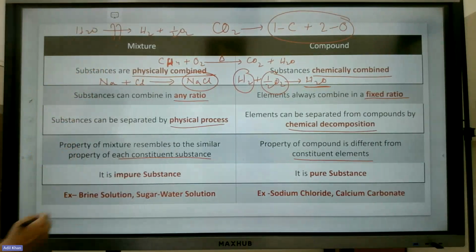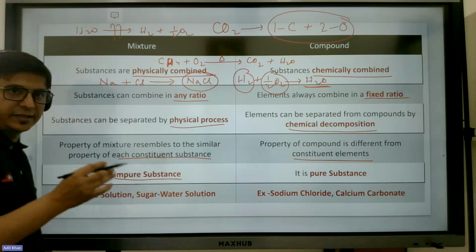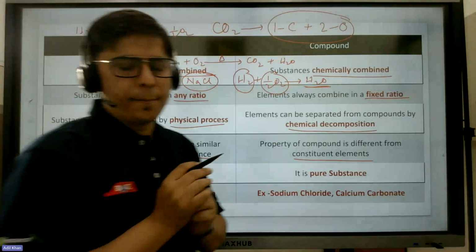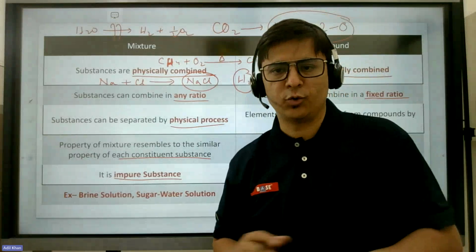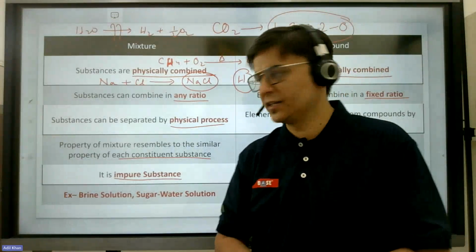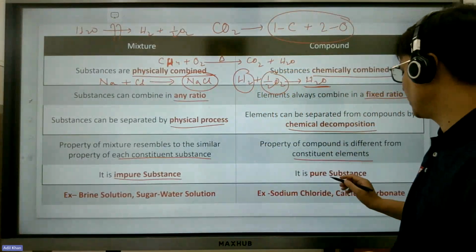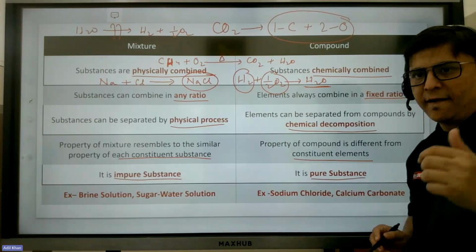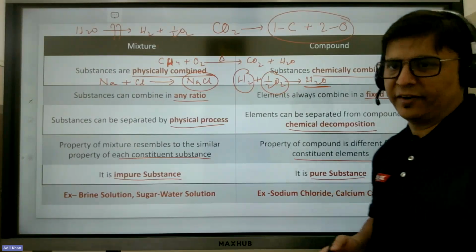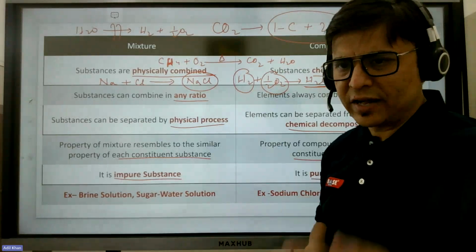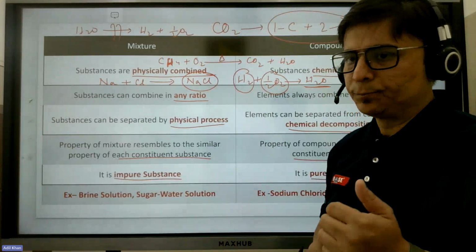And mixtures are impure substances. Impure substance means there is clear visibility that it is made up of various different types of constituent particles, molecules or substances. Whereas a compound is a pure substance. When hydrogen and oxygen combine, it gives water, which is a liquid. You cannot find out where the hydrogen is and where the oxygen is in that.